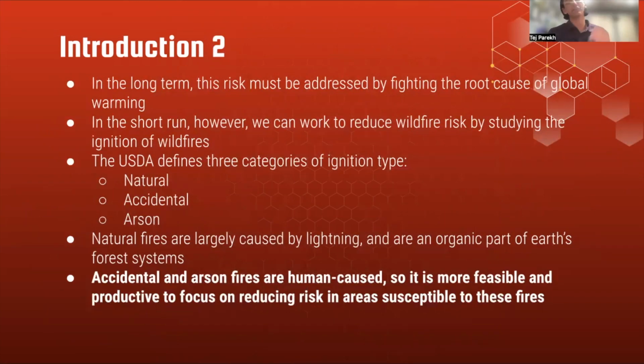So the USDA defines three different types of ignitions: natural, accidental, and arson. Natural fires are almost always caused by lightning and are thought to be an organic part of Earth's forest systems. On the other hand, accidental and arson fires are caused by humans. Therefore, it's much more feasible and productive to focus our risk reduction efforts in areas of high human risk rather than areas of high lightning natural risk.